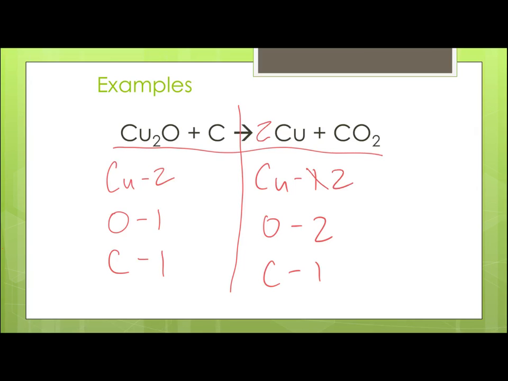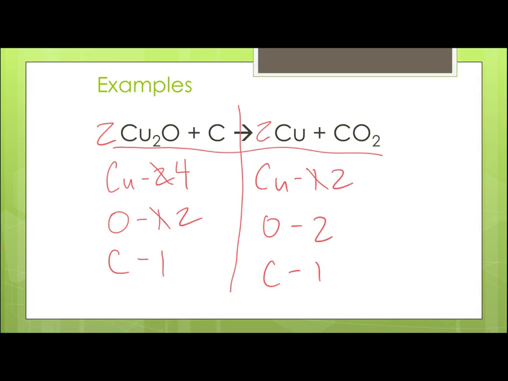Now, our coppers are equal, but our oxygens are still not equal. And so in order to balance our oxygens out, we're going to have to add a 2 in front of the Cu2O on the left side. Now we have 2 oxygens on the left side. But notice that our number of coppers has changed. We now have 2 times 2, which is 4 coppers. So, is the left side equal to the right side? No, right now it's not, because we have 4 coppers on the left and only 2 coppers on the right.